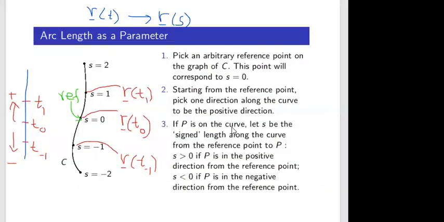So how do you do that? For that, you have to consider a particular space curve. So you know the equation, this curve C is given by this equation.